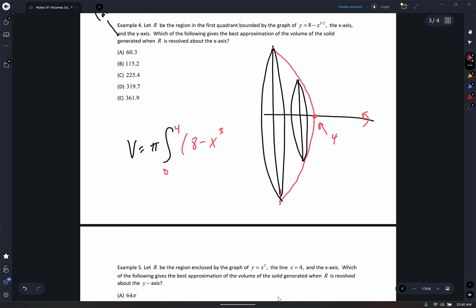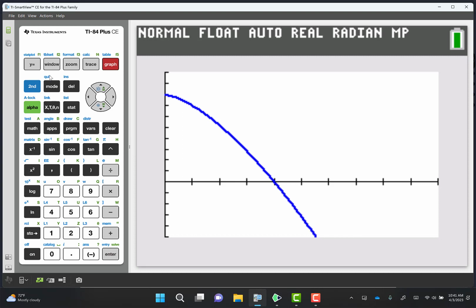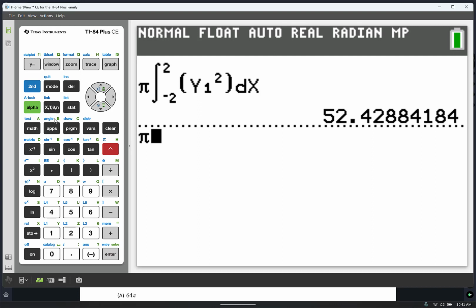I would type that expression into y1 and I wouldn't even mess with it, and then I would integrate it like that. It's already in my y1. So here's my home screen. Second pi, math 9, 0 to 4, and alpha trace y1, and square it. Do not use that language on the AP exam. Y1, make sure to put the whole thing in respect to x. Enter, and I get 361.911.